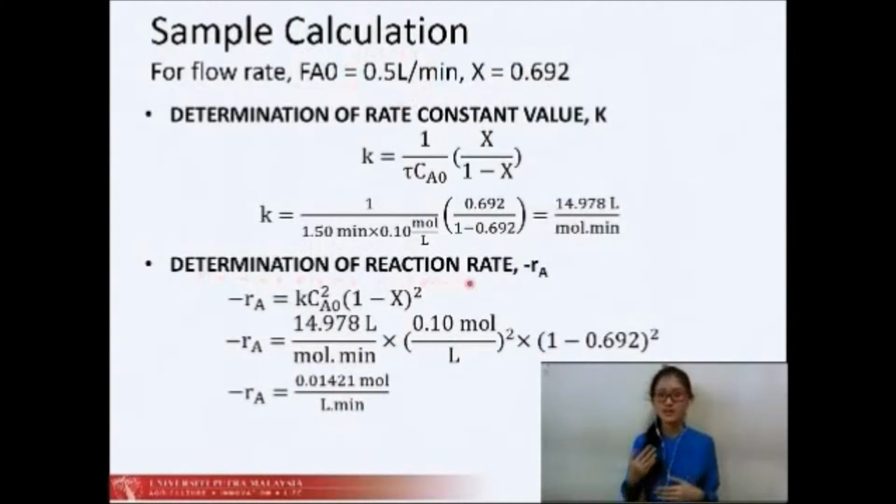And from the constant value k calculated, we can determine the reaction rate by using the formula k CA0 squared multiplied by (1 minus x) squared. And the result is the rate of reaction 0.01421 mole per liter minute when our flow rate is 0.5 liter per minute.